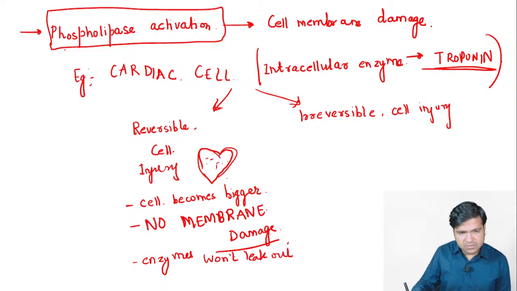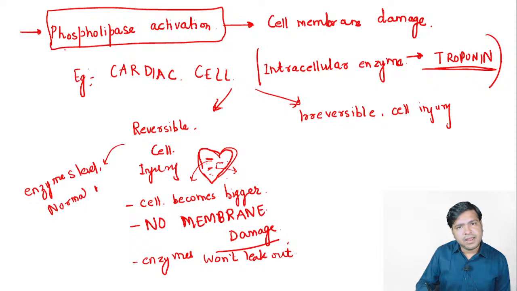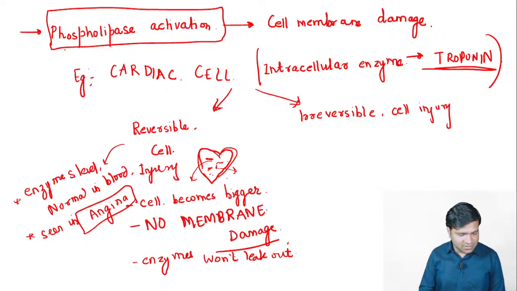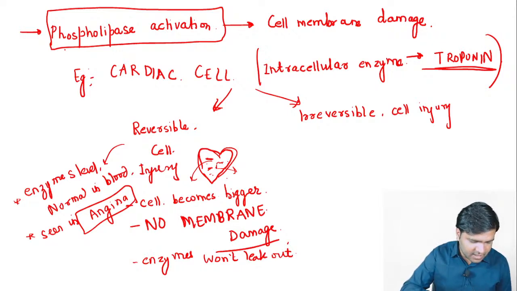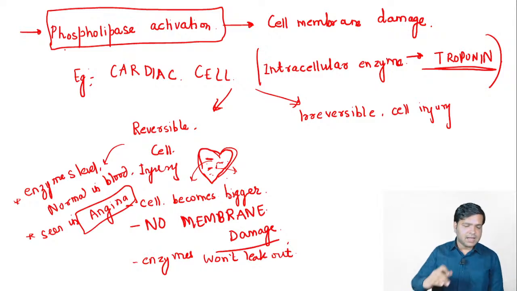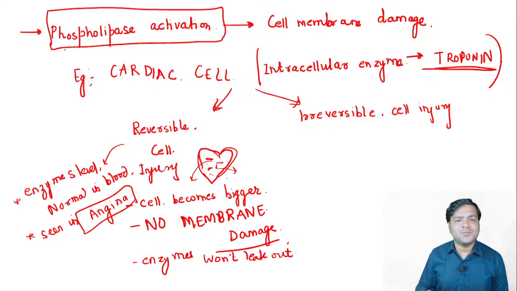Enzymes won't leak out. Enzymes will not come out of the heart. They will remain inside. Enzyme levels will be normal in blood. And ultimately it is seen in a condition called angina. Now, can anyone tell me what is angina? Angina pectoris. Would anyone in the chat box like to answer? I hope you might have encountered patients of angina as well.